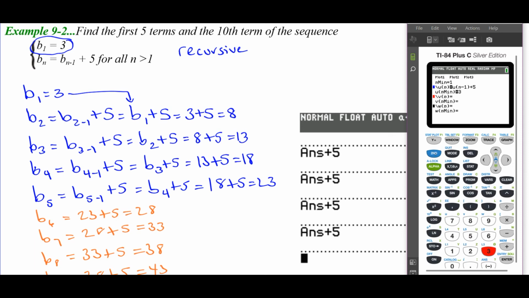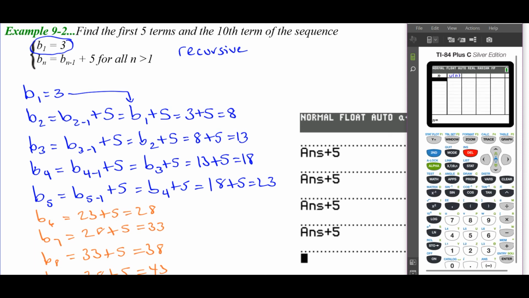Now when I go to my table, so I go to my table, and now I can enter in my positions and get my terms. So again, we wanted 1 through 5. And then we wanted the 10th term, so now I can just type in the 10, and I can get my 10th term that way.